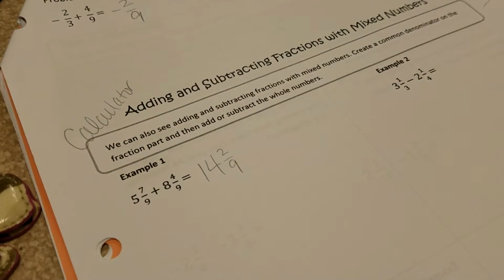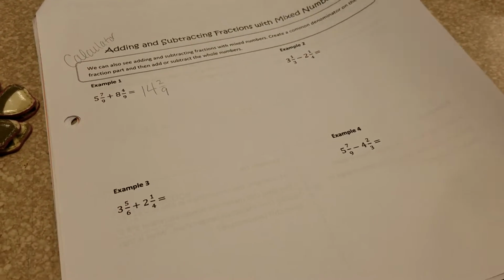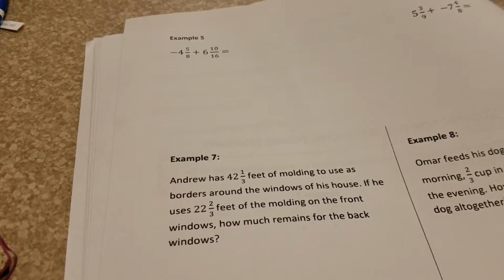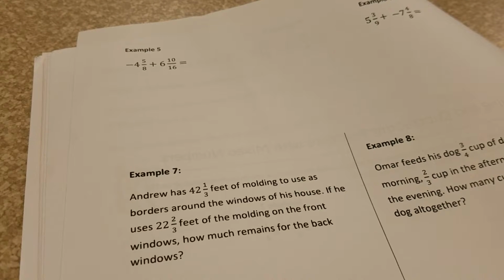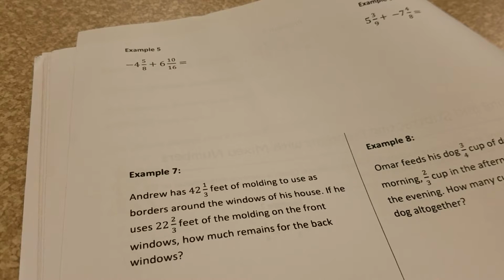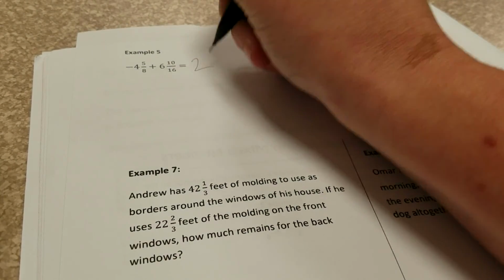The rest of the examples, even with the subtraction, are going to be the same thing using your calculator. So go ahead, take a second, practice with those. Over here, we also see some examples with negatives with the calculator and mixed numbers, and I'm going to recommend, yes, we're going to use the calculator here. So we have -4 5/8 plus 6 10/16 then. If I add those 2 together using my calculator, I'm going to end up with 2.